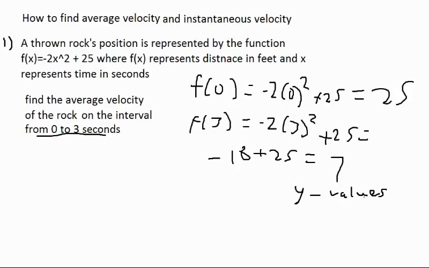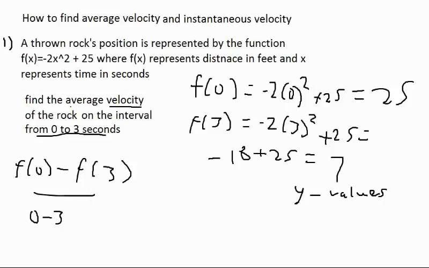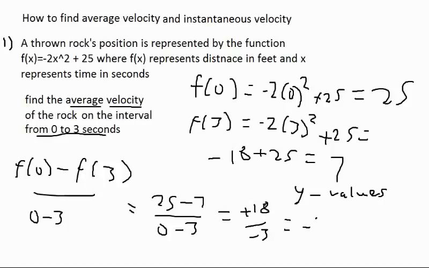We can use the point slope formula and solve for the average velocity. So we will take f of 0 minus f of 3 and divide that all by 0 minus 3, which will give us 25 minus 7 divided by 0 minus 3, and we will get 18 divided by negative 3, which gives us a final velocity that is 6 meters per second.